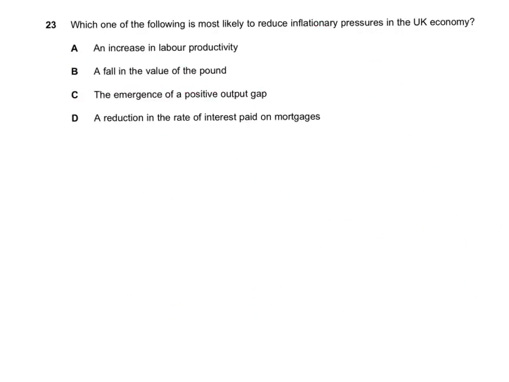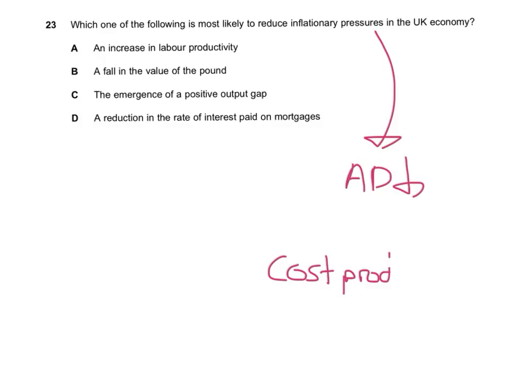Okay, reducing inflationary pressures in the UK. There could be two ways they're going at this. They're either going to be going about AD reducing to reduce inflation, or about a firm's cost of production going down. Because the first one, if AD went down, it would reduce demand pull inflation. And if the cost of production went down, it would reduce cost push inflation. So it's going to be something about those two. So anyway, an increase in labour productivity, that would reduce a firm's cost of production. So that would actually reduce inflationary pressures. So the answer is A.